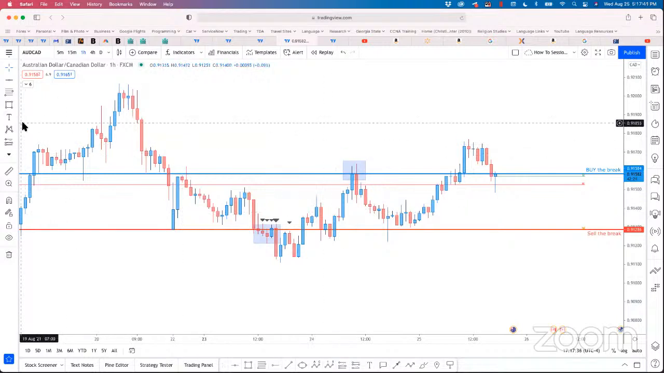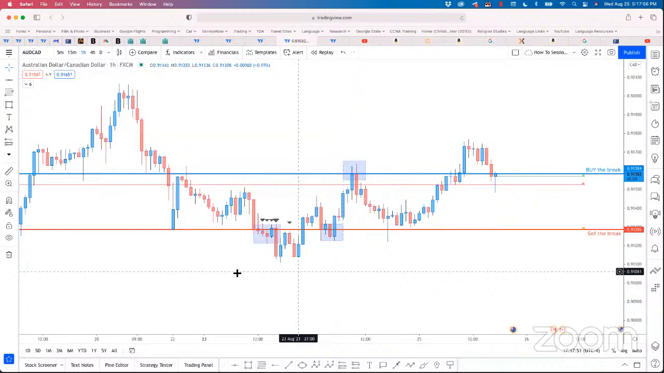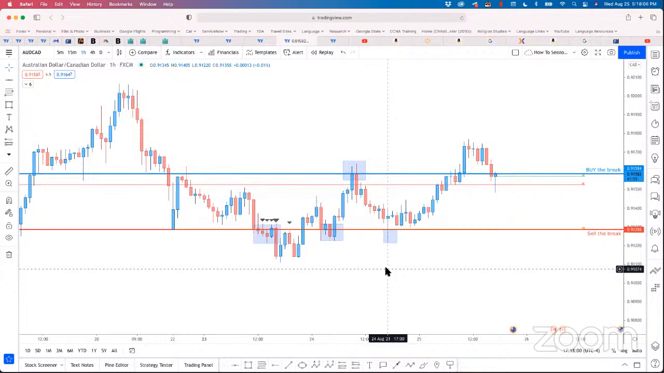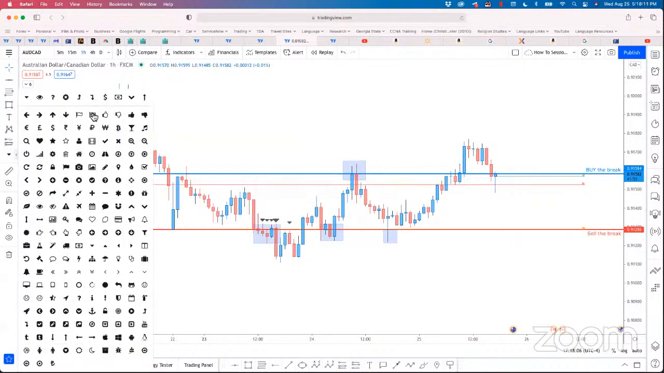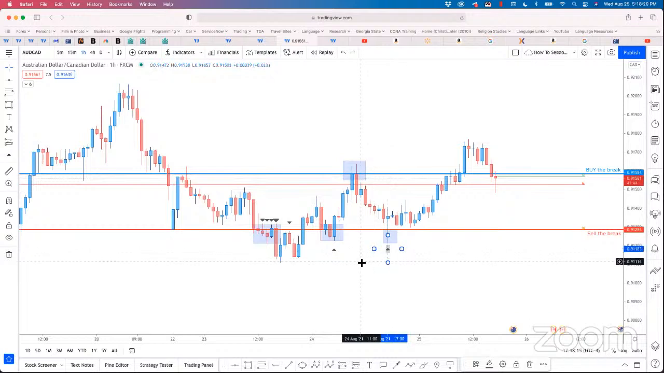Now, what about this area? Did the candle break and close below? It did, right? And then what about this area? No. Okay. Now, these two areas right here, this one, this one, this one you could have taken, right?